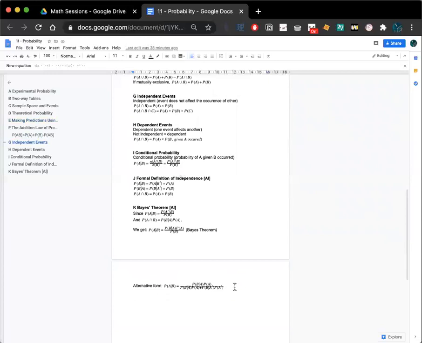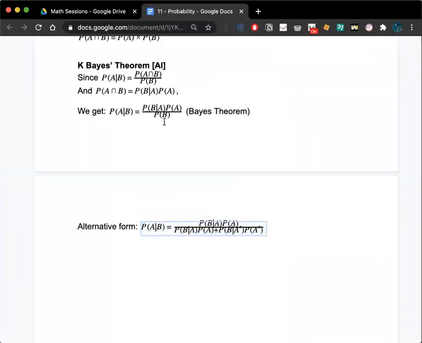And the last alternative is essentially also the same thing as the Bayes theorem, but a more complicated version of it. As you can see, they replace the probability of B with the probability of B given A times the probability of A, plus the probability of B given the complement of A times the probability of the complement of A.